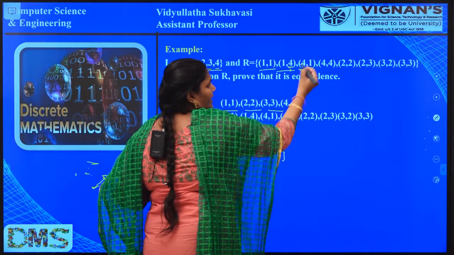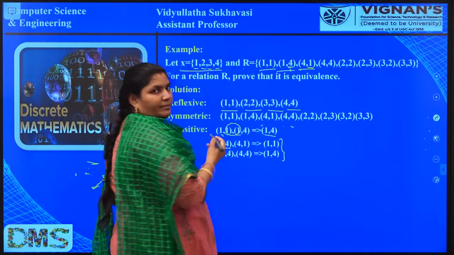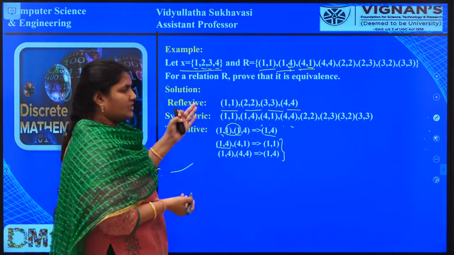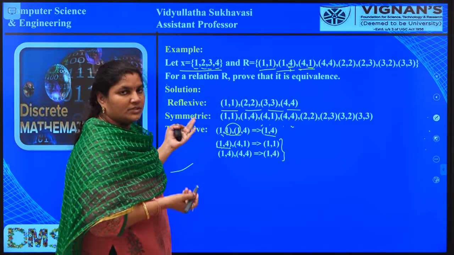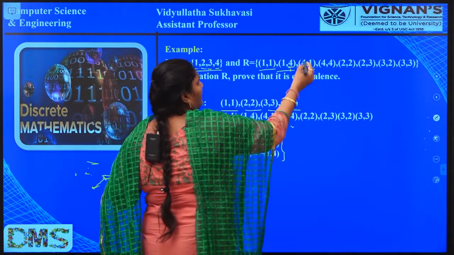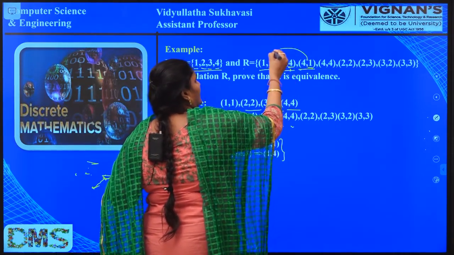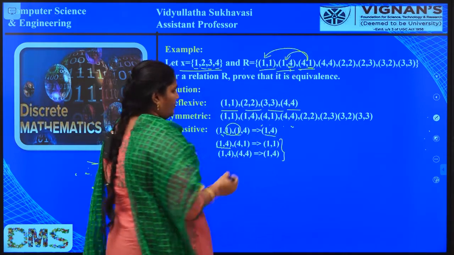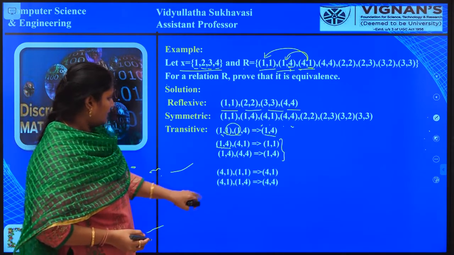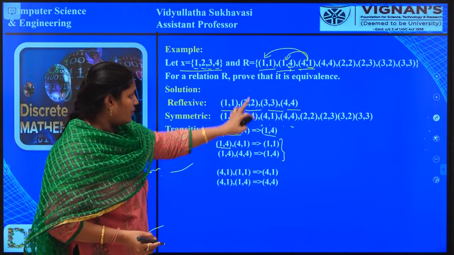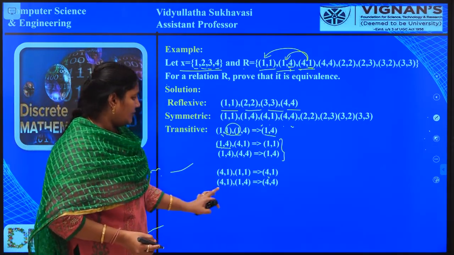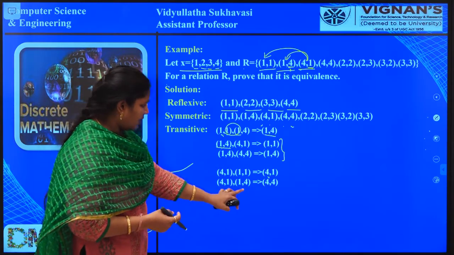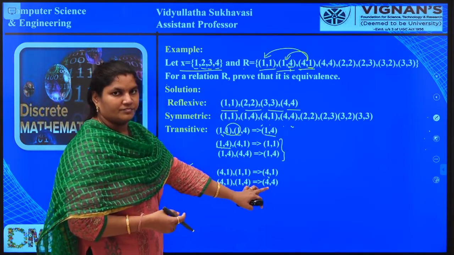So the second element is 1. We need to check the ordered pairs with initial elements starting with 1. So these are the two ordered pairs. So 4 comma 1 is checked with 1 comma 1 and then 1 comma 4. See here, 4 comma 1 is checked with 1 comma 1 and we got 4 comma 1. Next 4 comma 1 is checked with 1 comma 4, we got 4 comma 4.